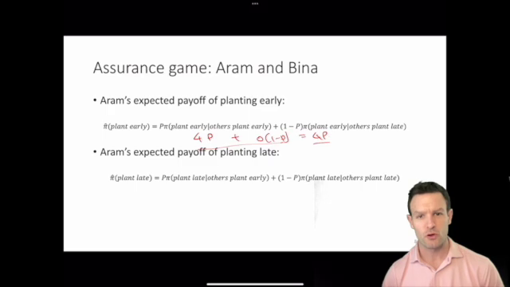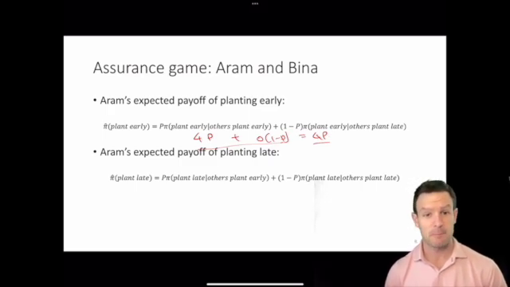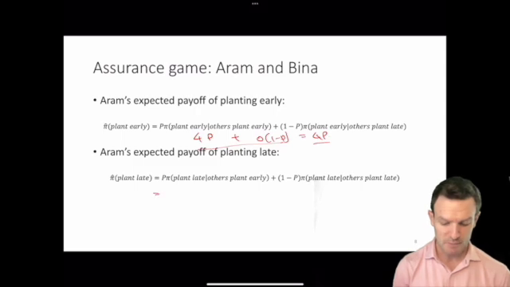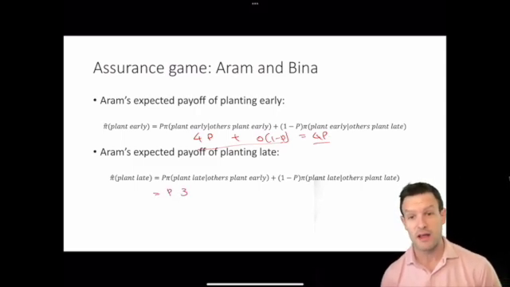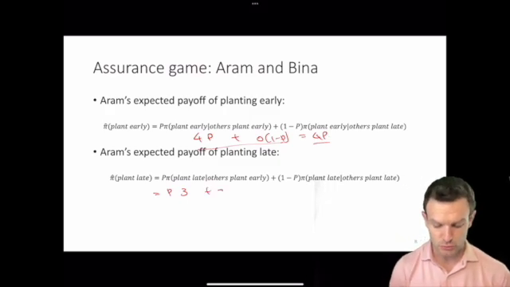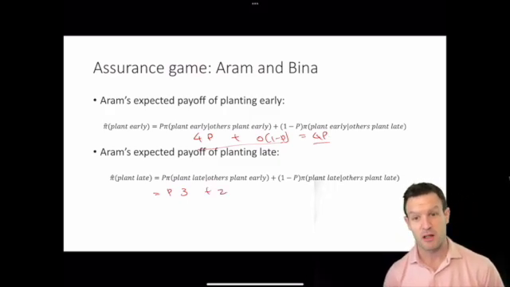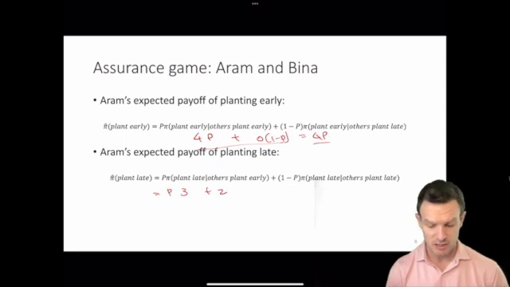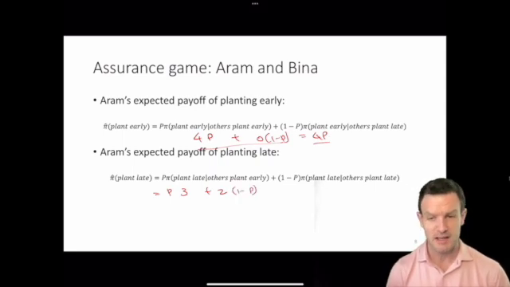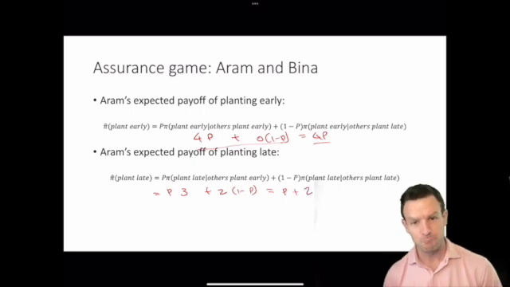We then also thought about his expected payoff of planting late. We saw that his expected payoff to plant late was equal to P multiplied by 3, the payoff that he received when he planted late and she planted early, plus 2, the payoff that he received when she planted late and he planted late, multiplied by the probability that she plants late. And that all equaled P plus 2 plus P, or P plus 2.